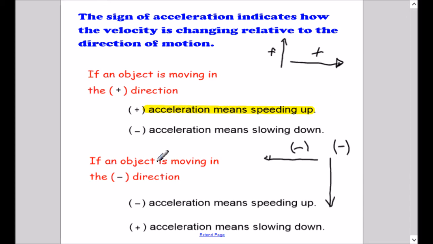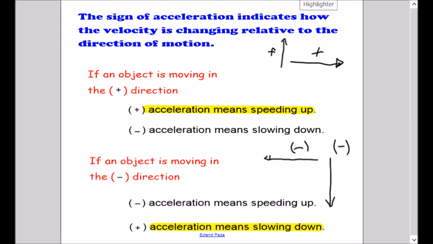But if you're moving in the negative direction, positive acceleration actually means slowing down, because the acceleration is going against the direction of motion. Pretend that an object is moving to the left, but yet accelerating to the right. Well, that would make the object lose that negative velocity. That would make the object slow down, if you will.